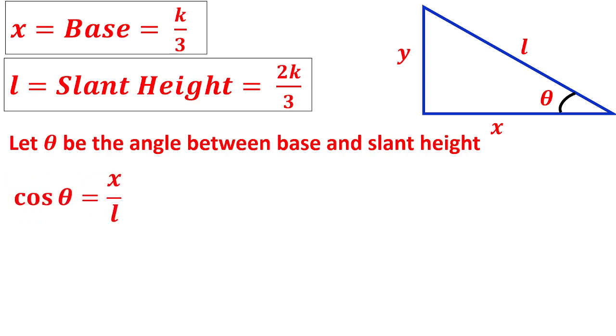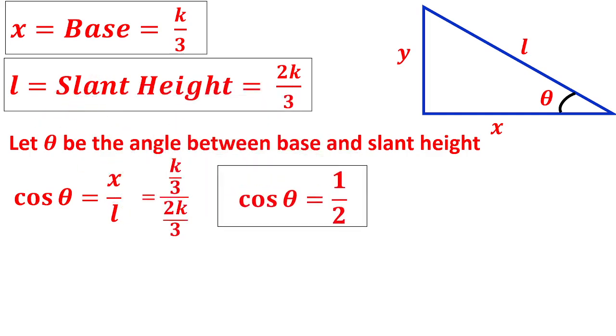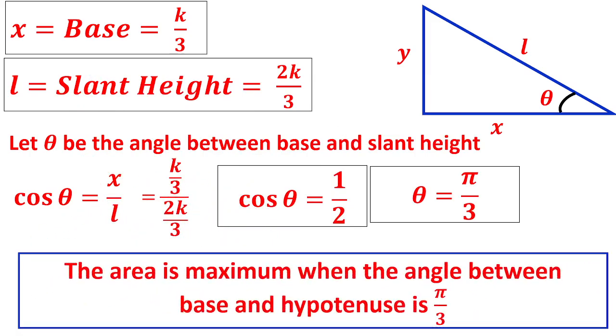Now cos theta is adjacent side by hypotenuse. We have expressed x and L in terms of k. Substitute it. You will get cos theta is equal to 1 by 2. Therefore, theta is pi by 3. Therefore, the area is maximum when the angle between the base and the hypotenuse is pi by 3.